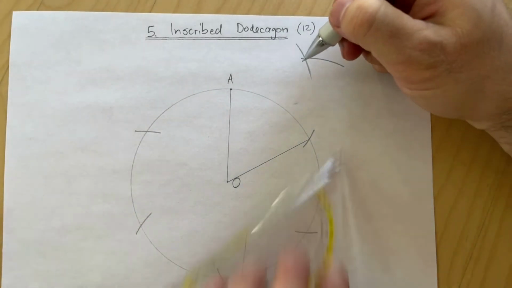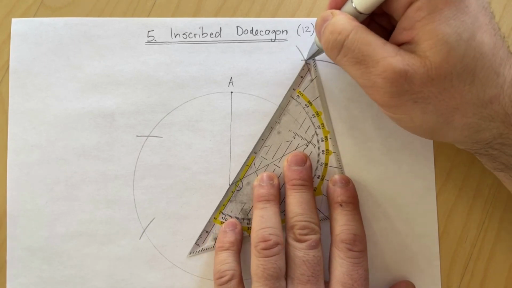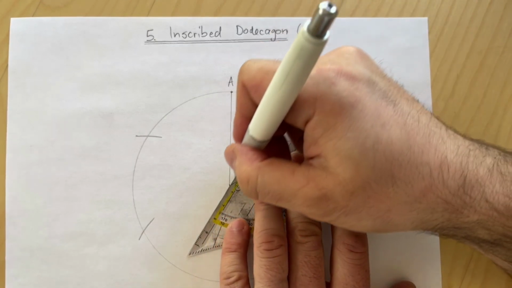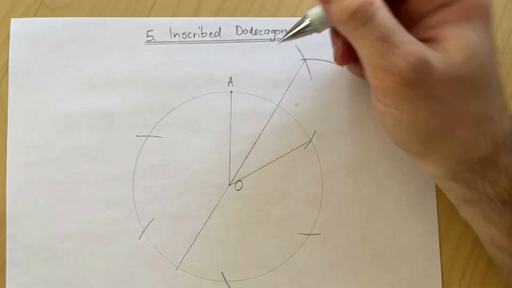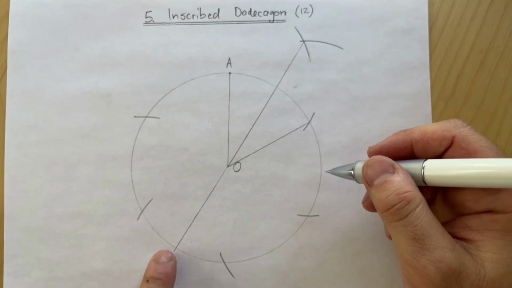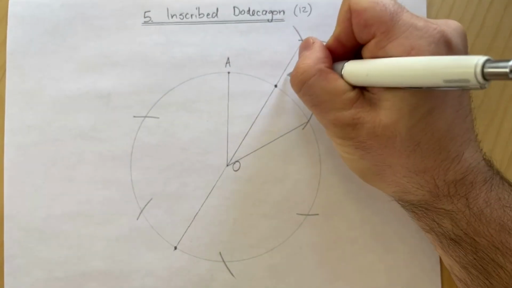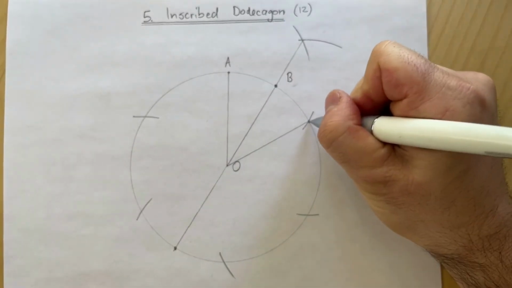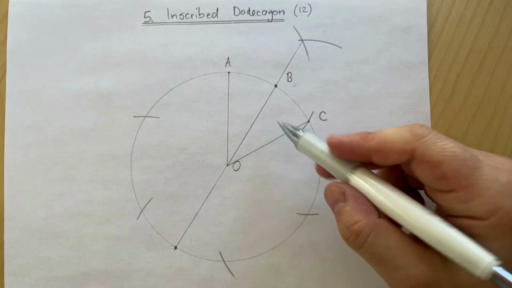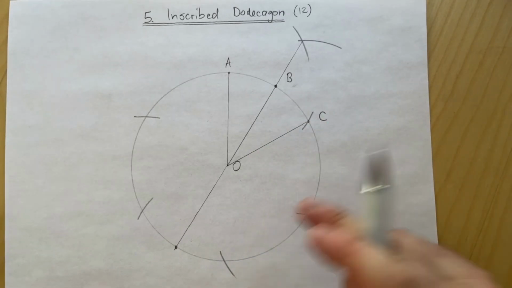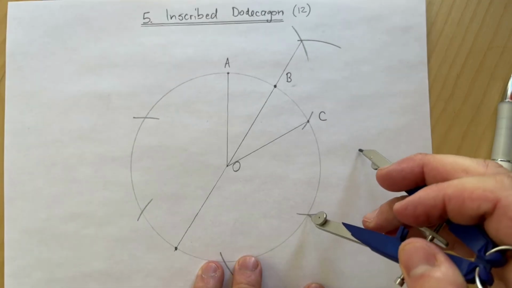So now all we need to do is connect this point of intersection of the arcs to O, and we should actually extend it backwards as well, okay? Because it's going to bisect that arc as well here. Okay, so now we got 2 points here, and let's call that point B. So this is our point C, and now we need to bisect this angle and this angle, okay?